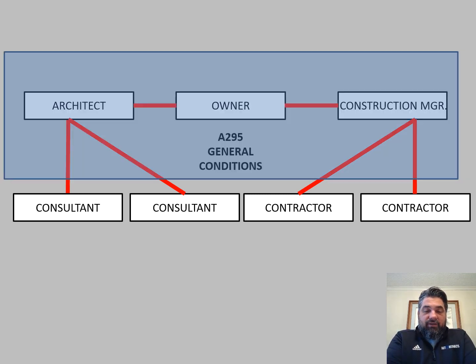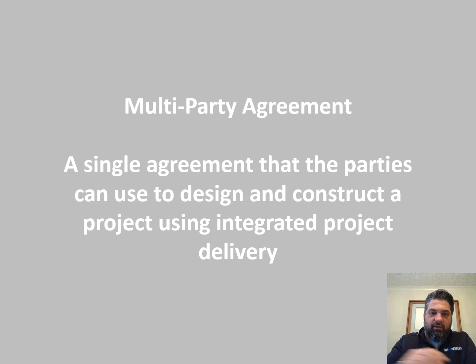And they're governed by a general conditions, but it's a different general conditions. It's the A295. And so this is really a whole different set of contract documents, again, with different requirements, right, for those relationships, which is intended to create different behaviors, like we talked about in that very first slide. The next is multi-party agreement.